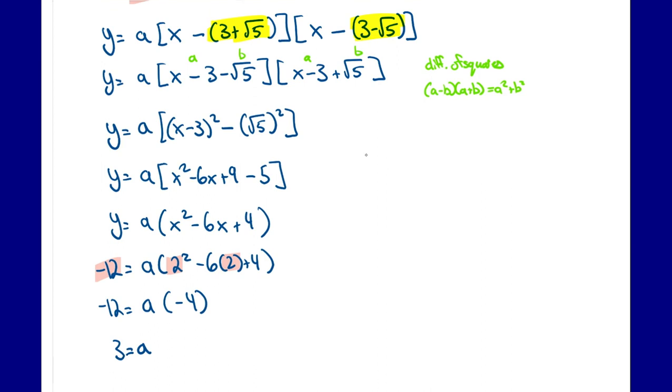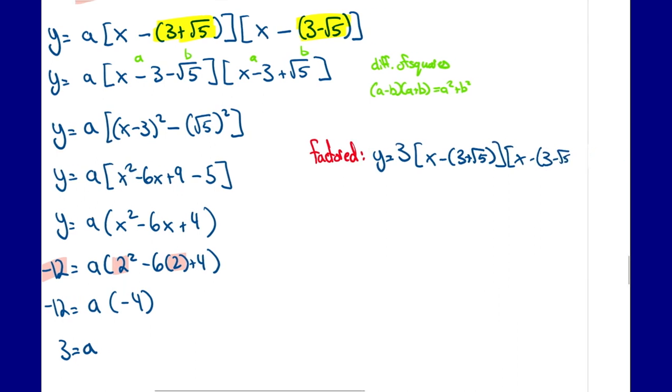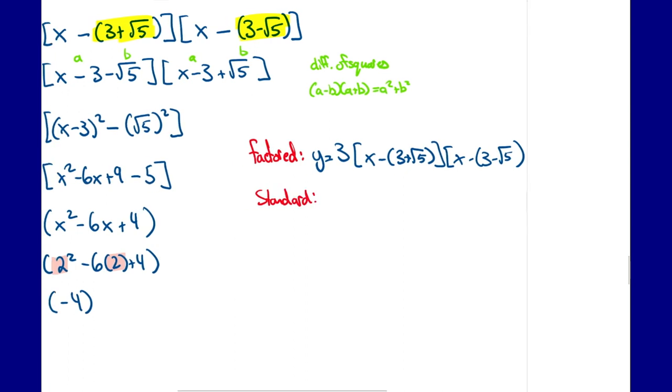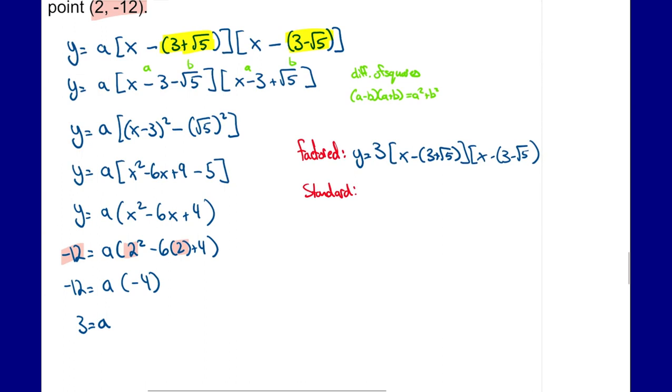So factored: y equals 3 times x minus 3 plus root 5, times x minus 3 minus root 5. And then standard, we had it almost pretty much already written out in standard form. That was this last part.